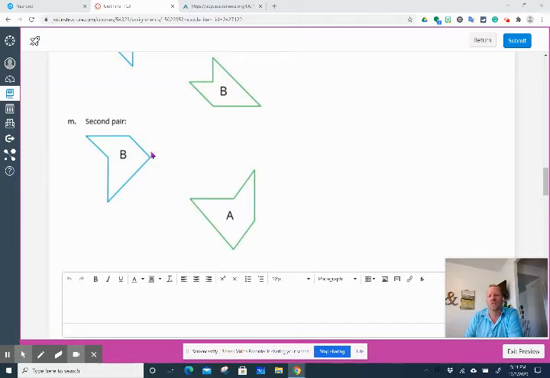I could reflect this and then move it over. Is that a possibility? It's a possibility. What if I rotated it? Let's see, if I spun this around, then this would be up on top.